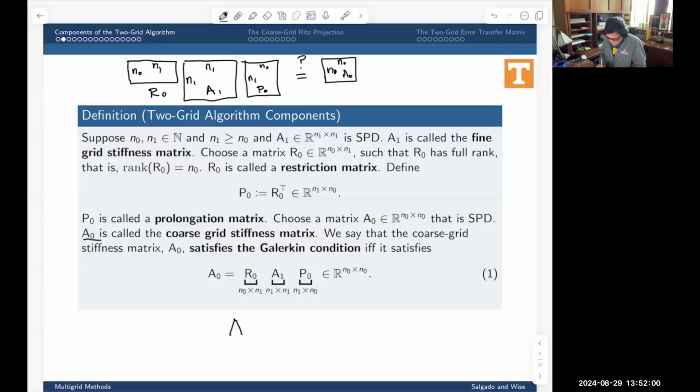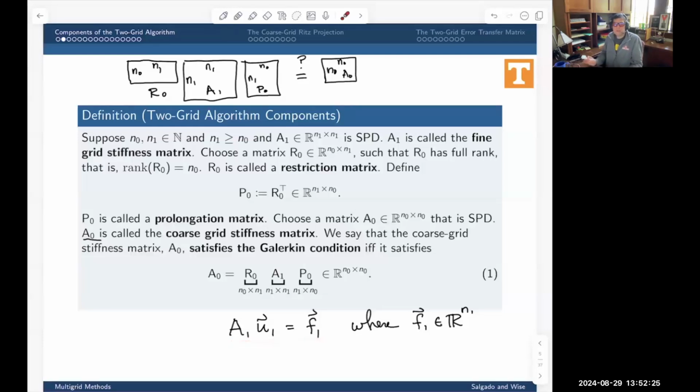Ultimately, what I want to do is solve this problem. This is a symmetric positive definite problem. And I'm going to assume that this vector is just some given vector in Rn1. So I want to solve this problem. How do I do it?